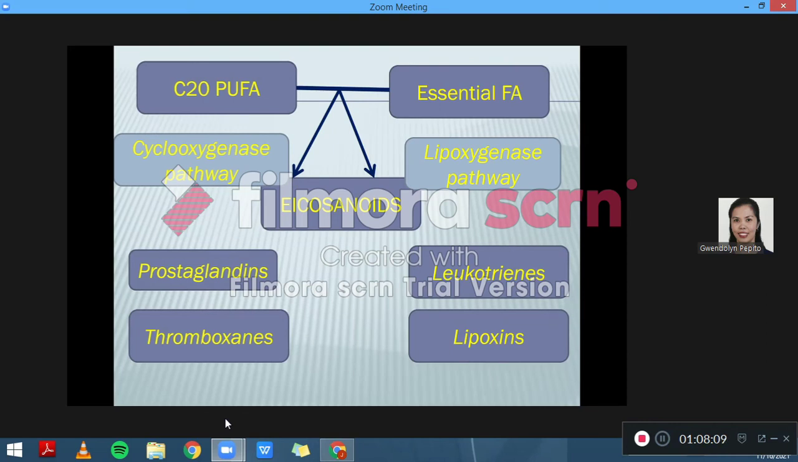What's the difference between the two, the cyclooxygenase pathway and the lipoxygenase pathway, in terms of the products? Any differences? Doc, for cyclooxygenase, this will produce your prostaglandins, and for lipoxygenase, this will produce leukotrienes and your lipoxins. Okay, how about the process?